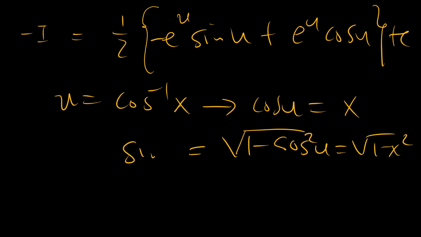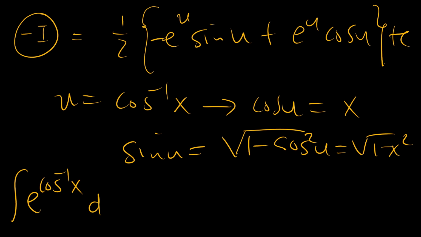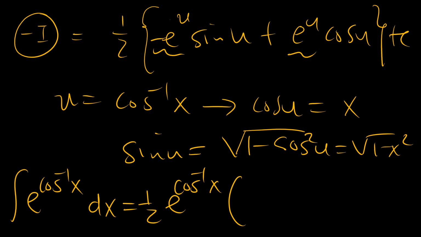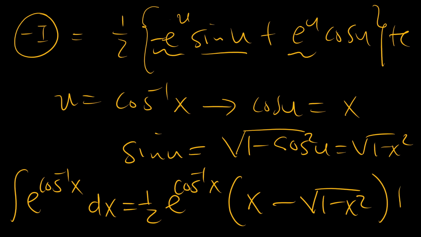So sine of u is the square root of 1 minus x squared, and that means that our integral of e to the power cosine of x dx is equal to a half. We'll pull the e to the power u out, e to the power cosine of x times, let's begin with cosine u. Cosine of u is x, minus sine u, which we found to be the square root of 1 minus x squared, plus the integration constant. And that, ladies and gentlemen, is our answer.